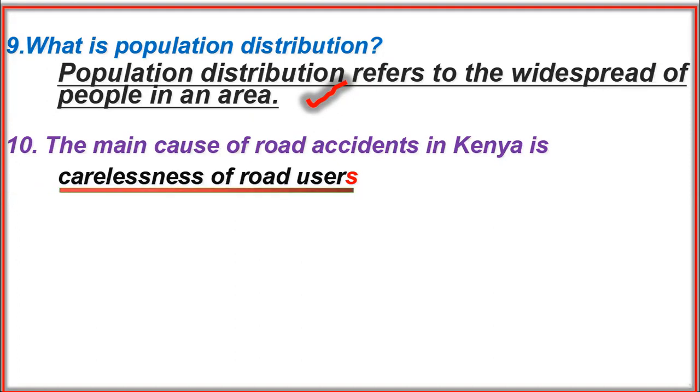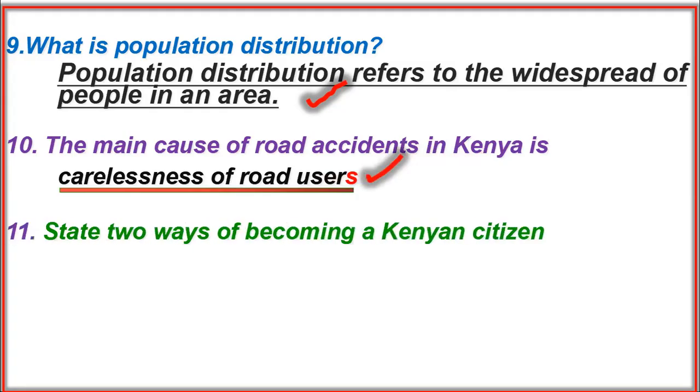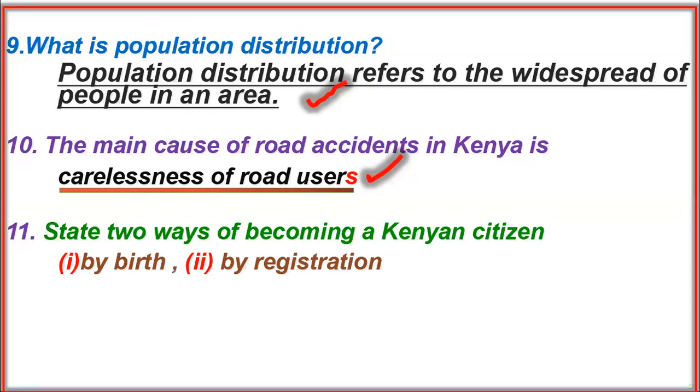Question number 11. State two ways of becoming a Kenyan citizen. One can become a Kenyan citizen by, yeah, correct. The correct answer here is by birth or by registration.